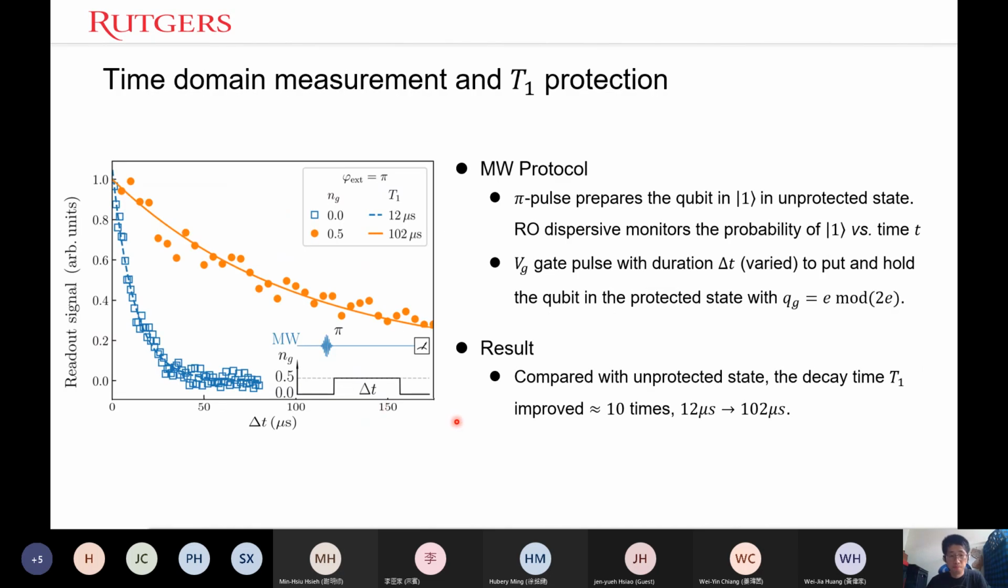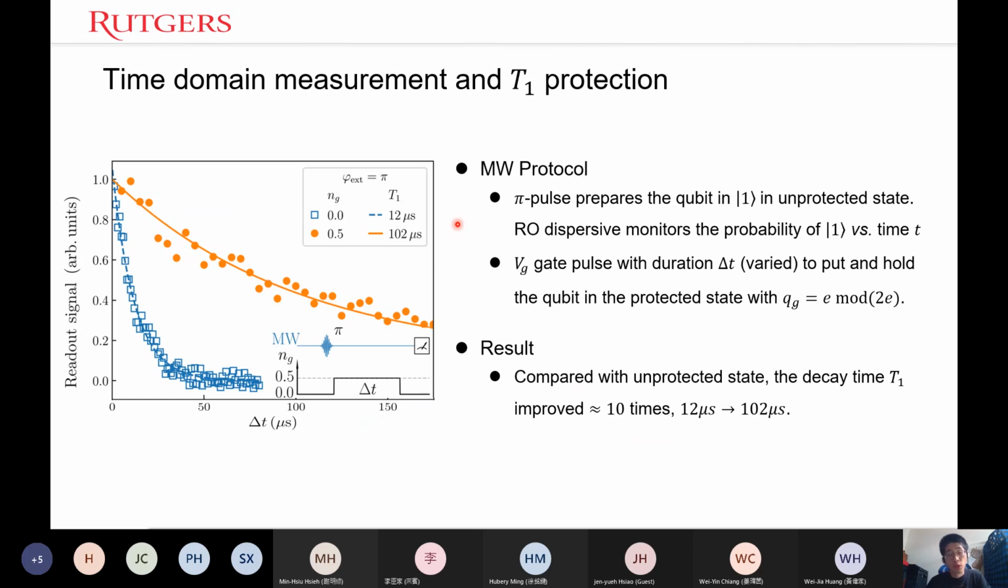And this is the main result, the main demonstration with the protection on and off. The orange curve here is NG equal to 0.5, which is 1e, and the blue curve is the corresponding reference, where we extract T1 of about 12 microseconds. This picture quickly shows us that by setting the gate charge to 1e, we have a nearly 10 times improvement in terms of T1.